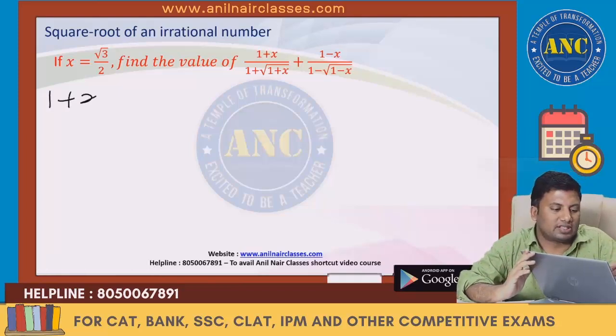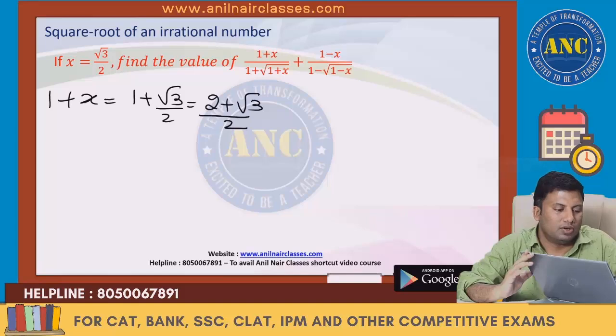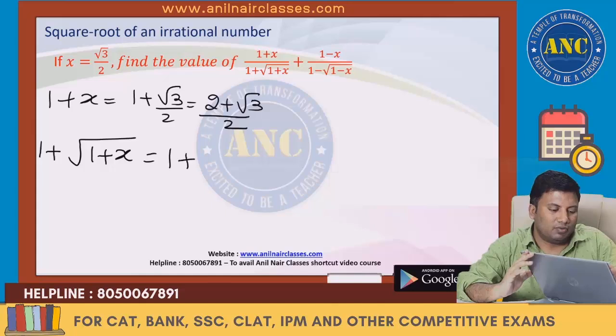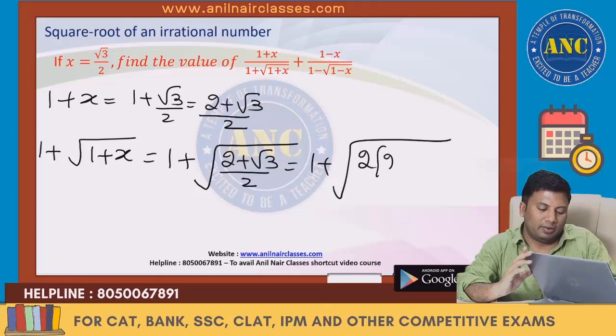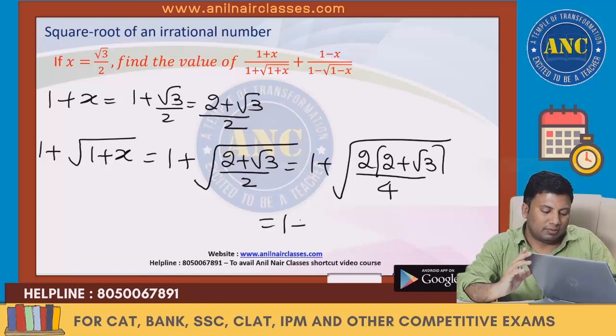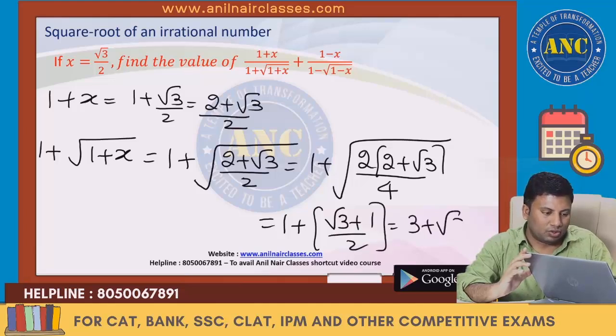These 1 plus x, these are nothing but 1 plus root 3 by 2. These are nothing but 2 plus root 3 by 2. 1 plus root of 1 plus x, so these are nothing but 1 plus root of 2 plus root 3 by 2. These are nothing but 1 plus, multiply and divide by 2, 2 into 2 plus root 3 by 4. These are nothing but 1 plus root 3 plus 1 by 2. These are nothing but 3 plus root 3.